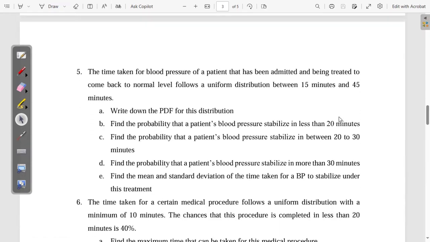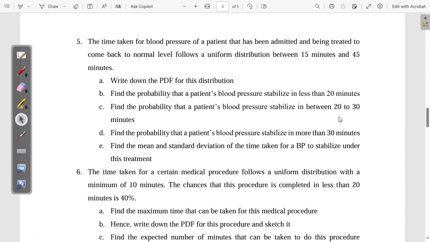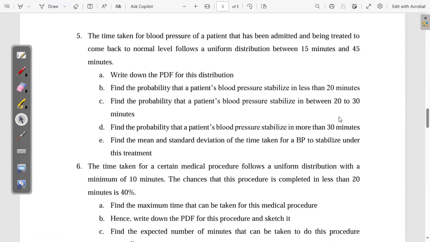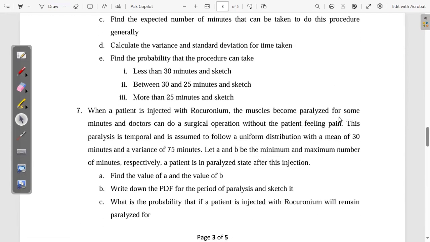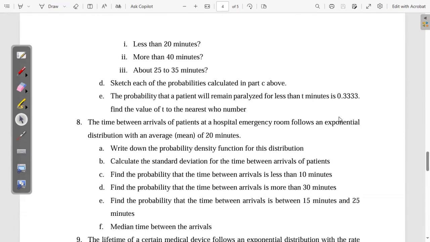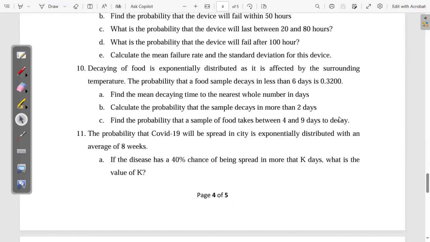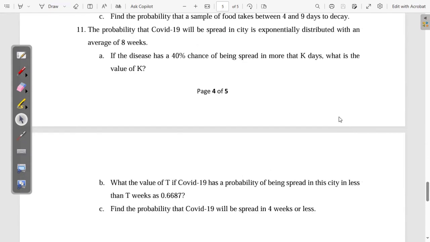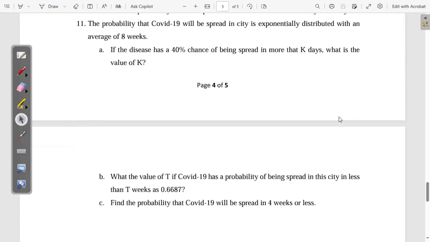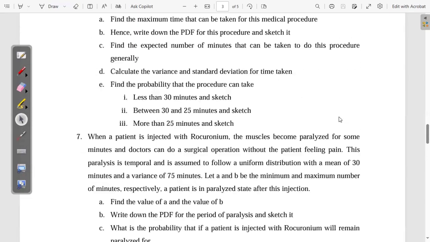You can see here, from question 5, this will be on the uniform distribution. So we shall solve all these questions here, and the other distribution that we'll look at in this video, as we solve this tutorial sheet, will be the exponential distribution. Those are the questions that are in this tutorial sheet, and we're going to solve all of them, from question 1 all the way up to question 11. So we can start from the first question.